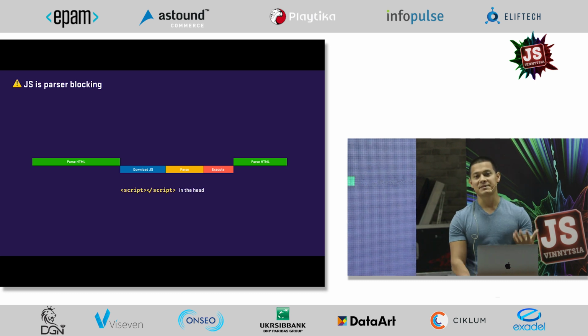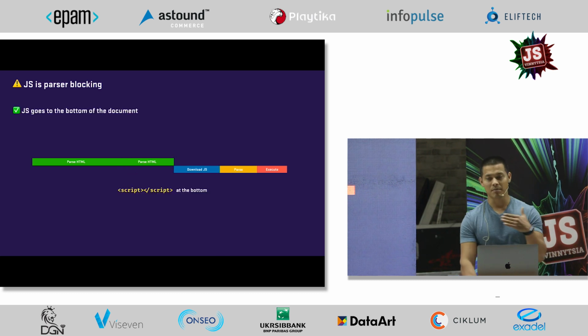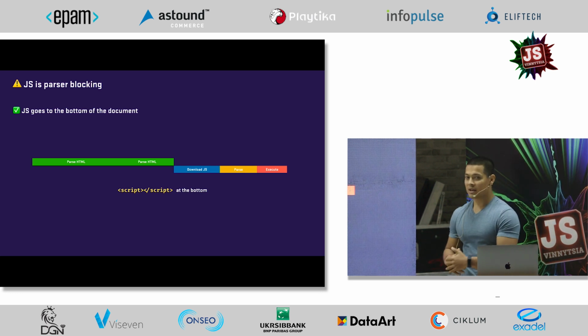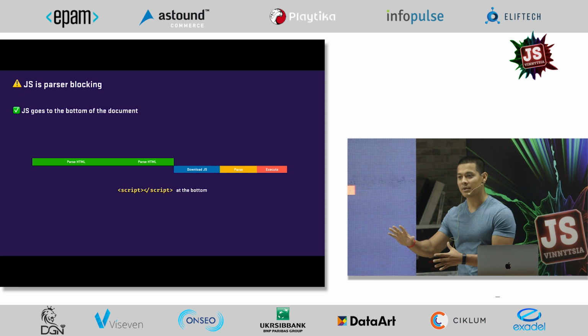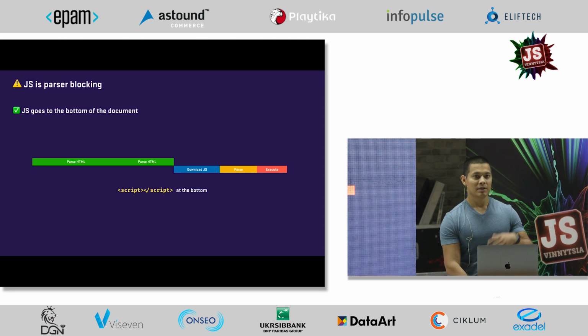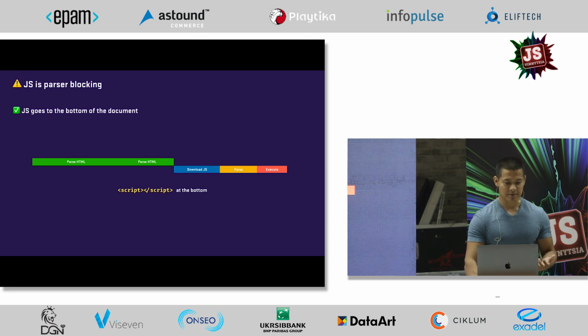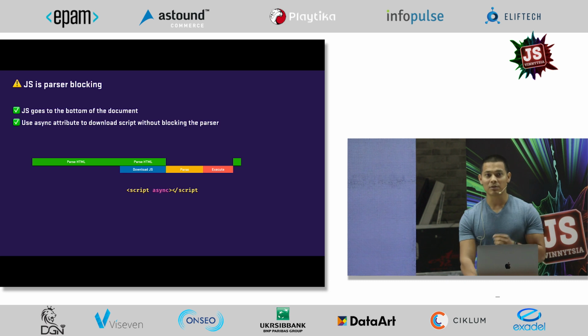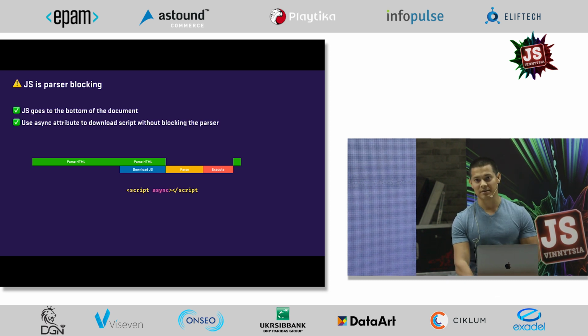Which is why there's a best practice in the industry to put the JavaScript at the bottom of the page. Because if you do that, all the HTML will be parsed, and the content will be progressively rendered by Chrome, and then JavaScript is going to be downloaded, parsed, and executed. There are better ways nowadays to download JavaScript. For example, if you use the async attribute with the script tag, the download of JavaScript happens parallel to the parsing of the HTML.